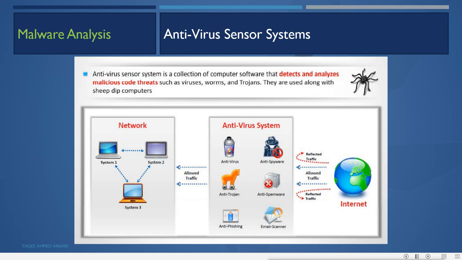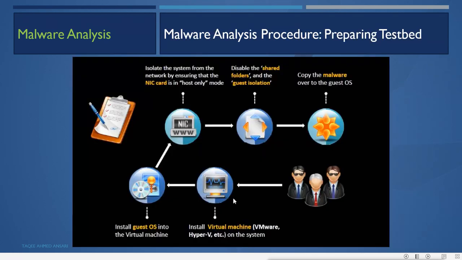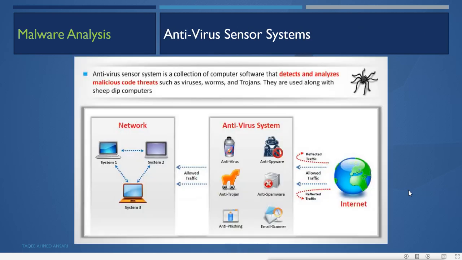So this is your internal network, and this is your antivirus system, where you have antivirus, anti-spyware, anti-spamware, email scanner, anti-phishing software, and anti-trojan software also. So if any traffic comes from this network to the internal network, it will be allowed only after this antivirus system has cleared the traffic. If it is not infected, if it does not have any malicious code, then only it will go to the inside network, otherwise it will be detected and dropped here or reflected.